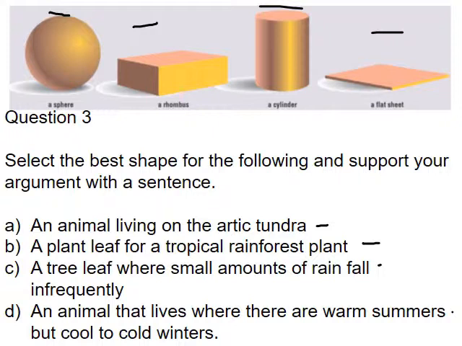Then you might want to talk about a tree leaf, all right, where small amounts of rain fall infrequently. So you might want to think about your answer in B and see if you can extend on that and take it to C. And then finally, an animal where there are warm summers but cool to cold winters. So the first 2 shapes should be fairly obvious to you. If you want to suggest an alternative shape, you can do that. The emphasis will be on your explanations for it.